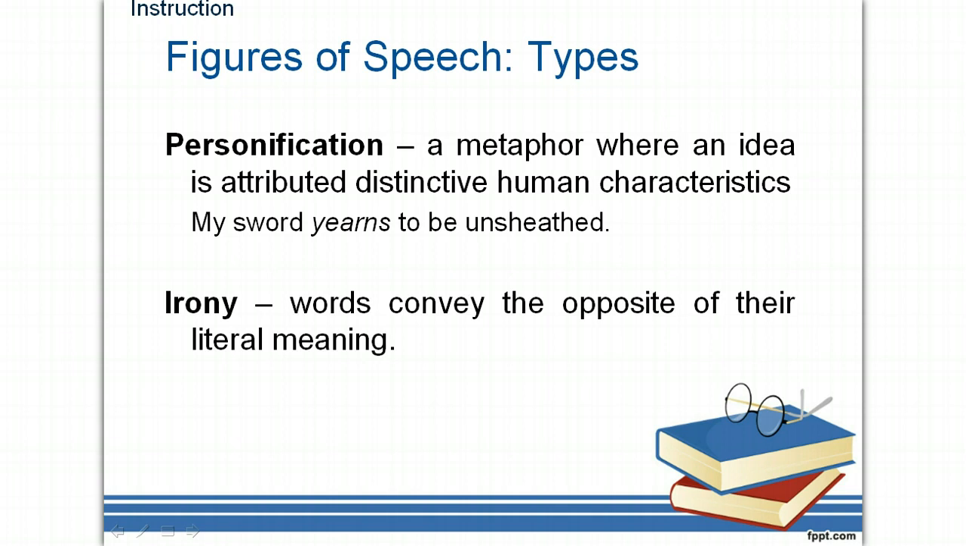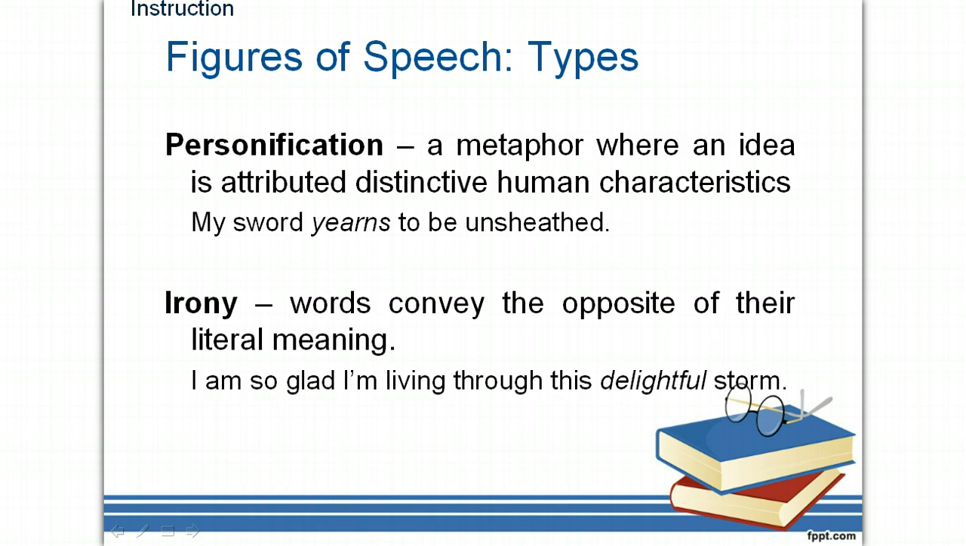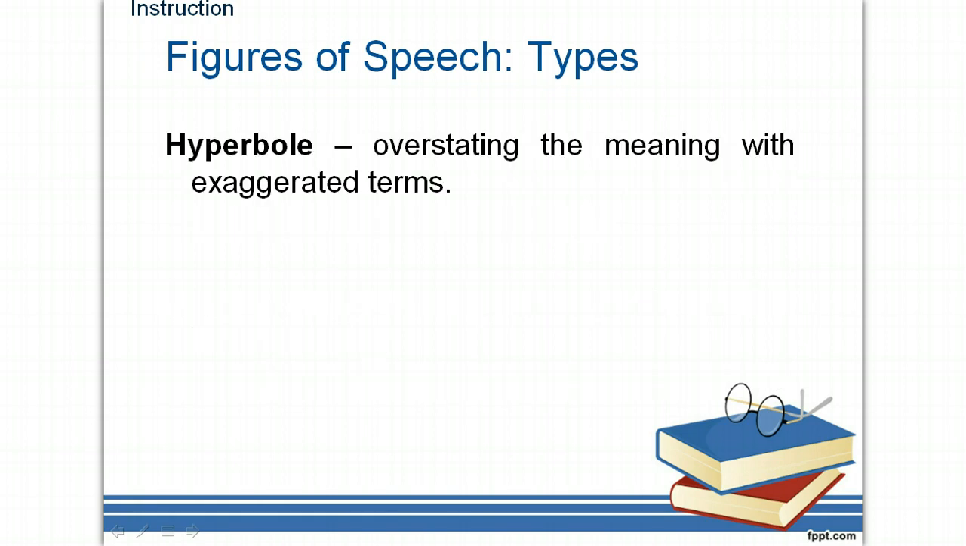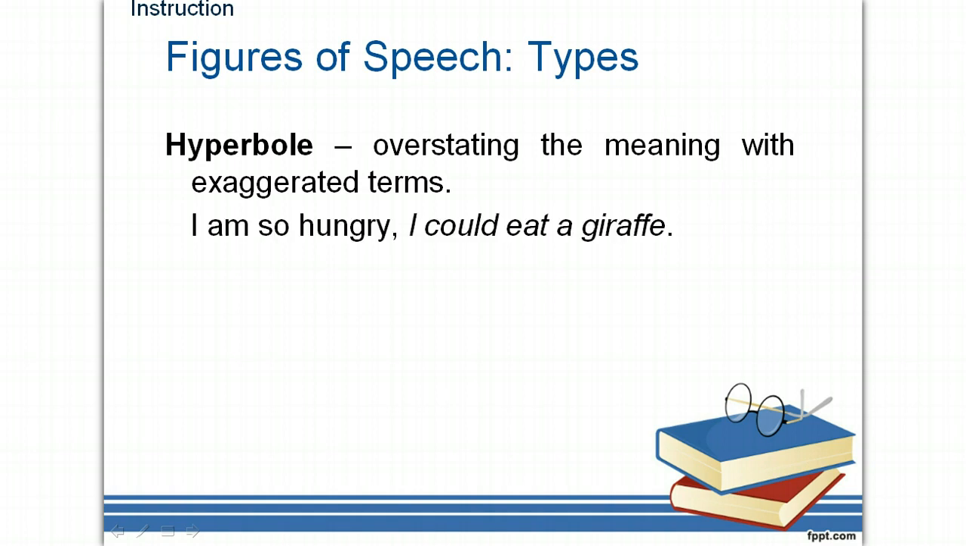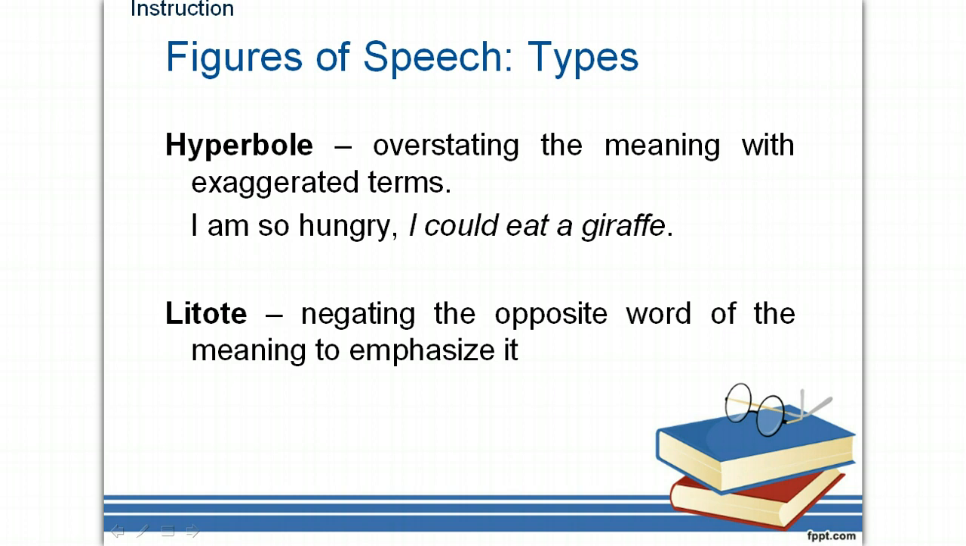Irony is using words to convey the opposite of their meaning, like saying that a dreadful storm is delightful. Hyperbole is a figure of speech where the writer exaggerates terms to emphasize the severity or magnitude of something. On the other hand, litotes work by negating the opposite word of the meaning to emphasize it.